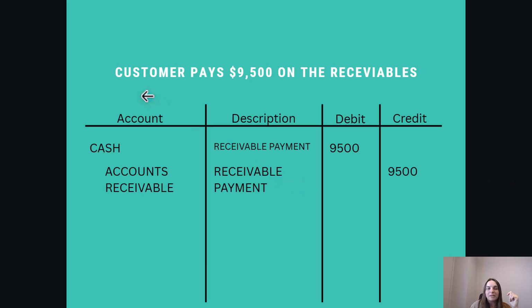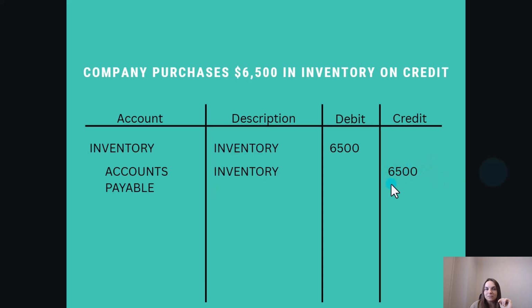The customer pays $9,500 on the receivables. We're increasing cash. Cash is an asset account. It has a normal debit balance, so we are going to debit it to increase it. Accounts receivable is an asset account. Asset accounts have a normal debit balance. We are decreasing it, so we're going to credit it.